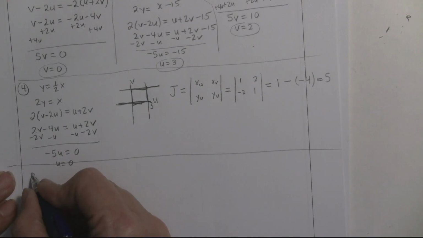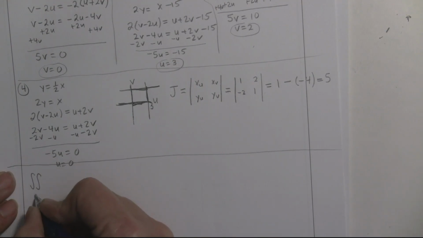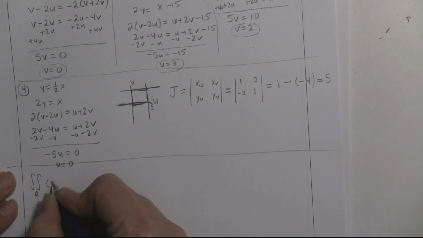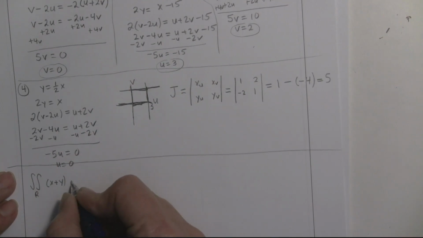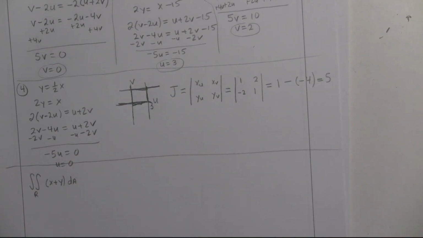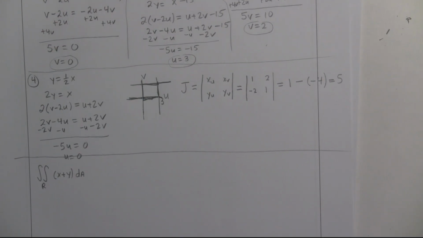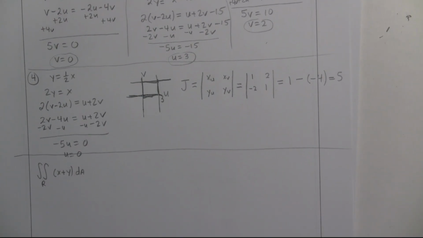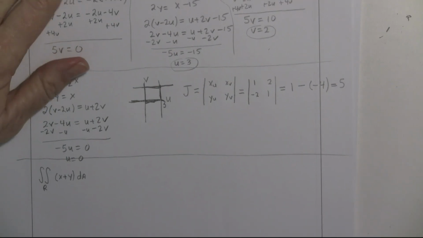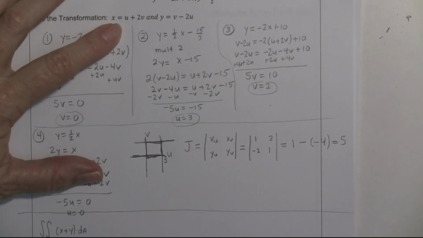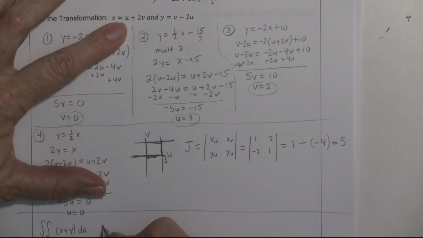So we have this region right here, and we had x plus y dA. And what our plan is, instead of integrating this over dx dy, our plan is to change this into u's and v's. Now we know what x is. x was u plus v. So this is going to be the double integral.